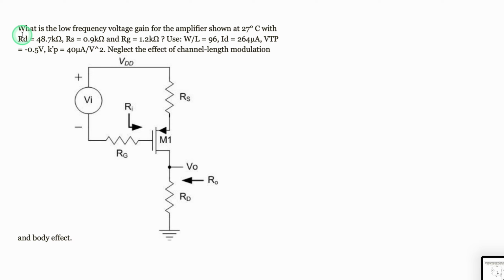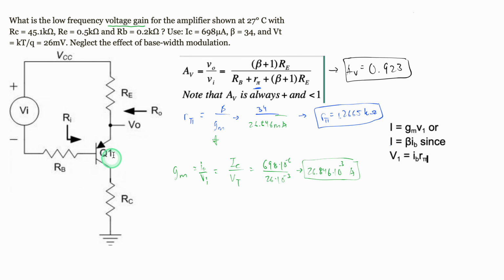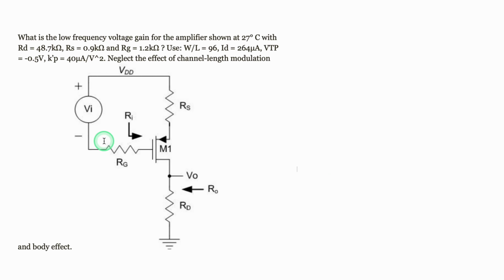For this problem, we're asked what is the low frequency voltage gain for the amplifier shown, and we're given something that looks like this. We're going to neglect the effect of channel length modulation and body effect. Now this looks very similar to a previous problem that we did, and it's in the playlist linked below the like button, but here we have a diode, whereas here we have a MOSFET.